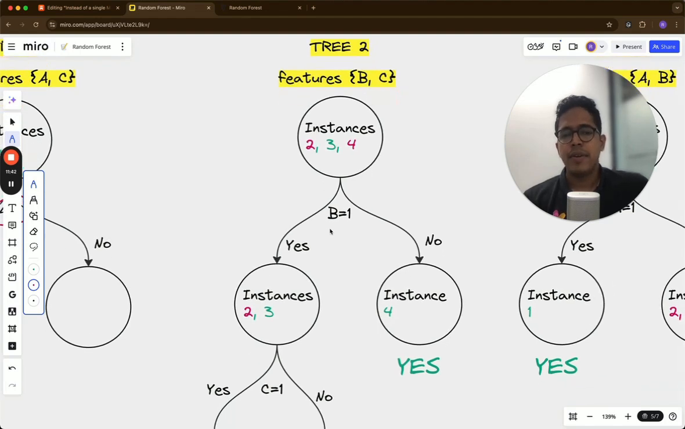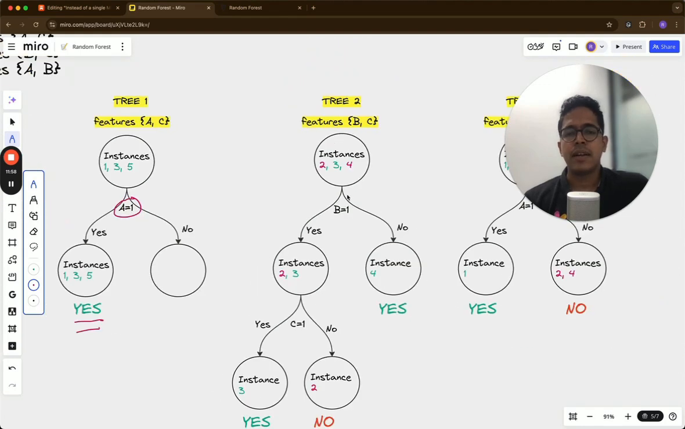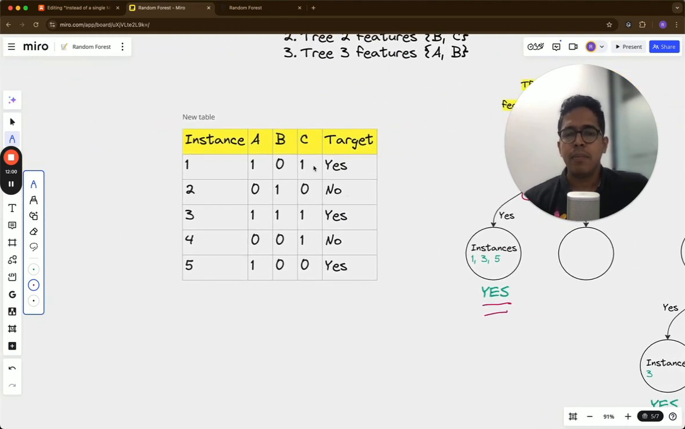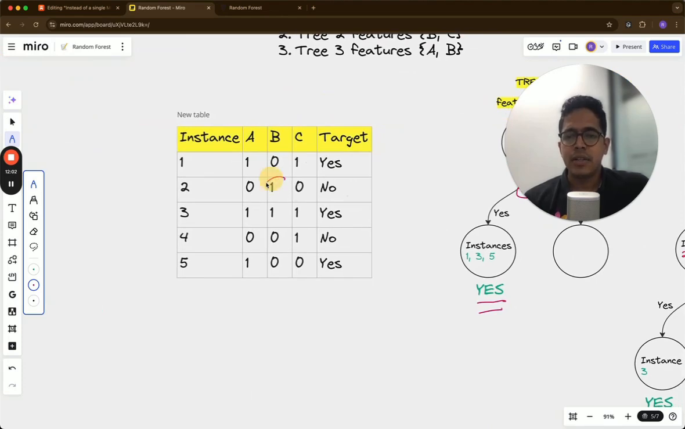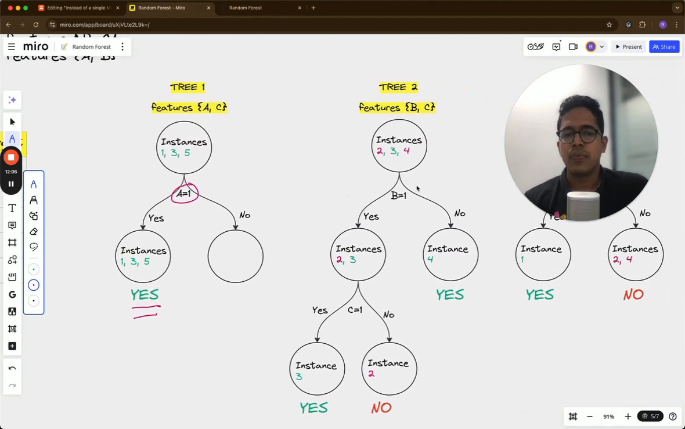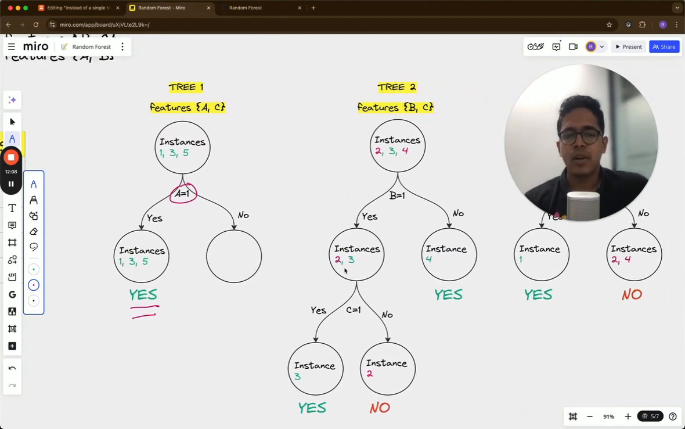So here, if we use feature B and 1 as the threshold, equal to 1 as the threshold, the data points which satisfy this condition will go here. The data points which do not satisfy the condition will go here. So let's see for which data points in 2, 3, 4, B equal to 1 is not satisfied. So in the data, B equal to 1 is satisfied in 2 and 3. B equal to 1 is not satisfied in 4. So 4 will go to the no branch and 2 and 3 will go to the yes branch. So that is what you see here.